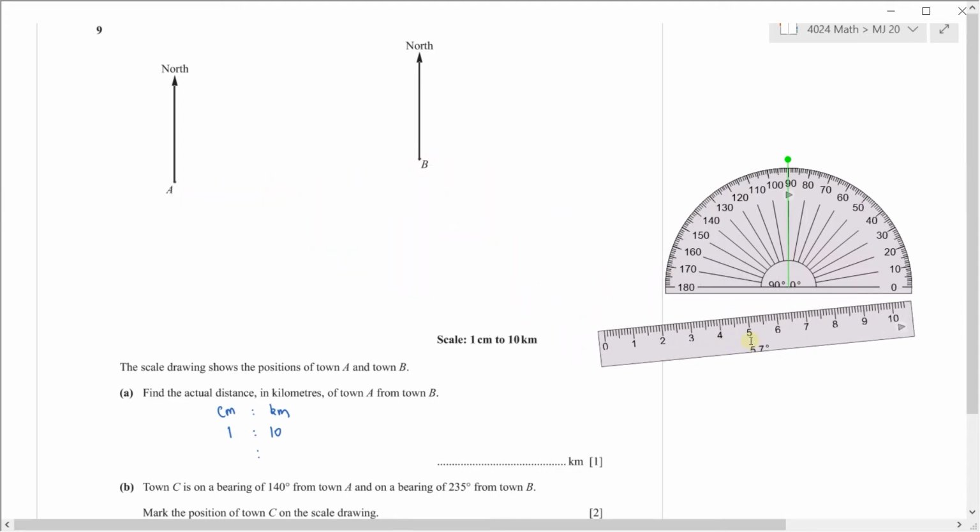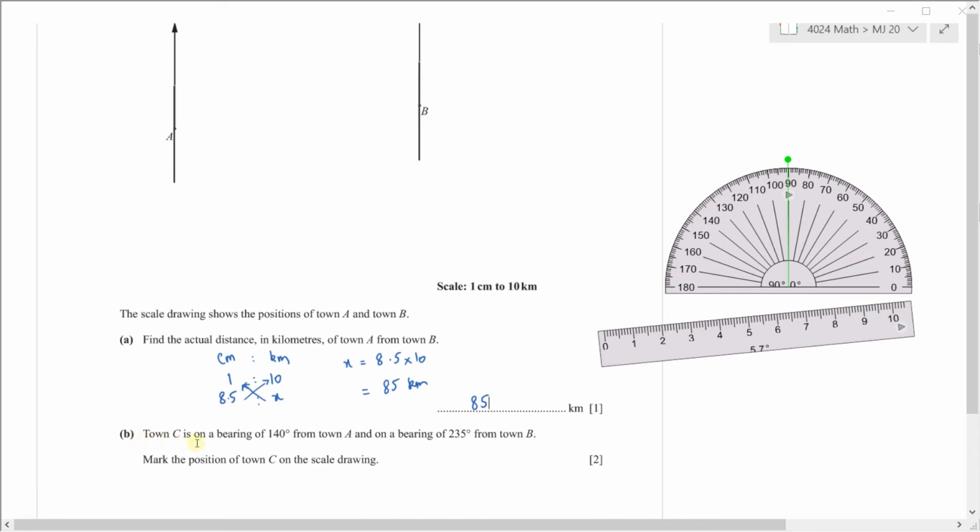So you have 8.5 here, and then let's call the actual distance in kilometers x. So since they are directly proportional, I will cross multiply to form my equation. So x will equal 8.5 into 10, which is 85 kilometers. So the actual distance between town A and town B is 85 kilometers.